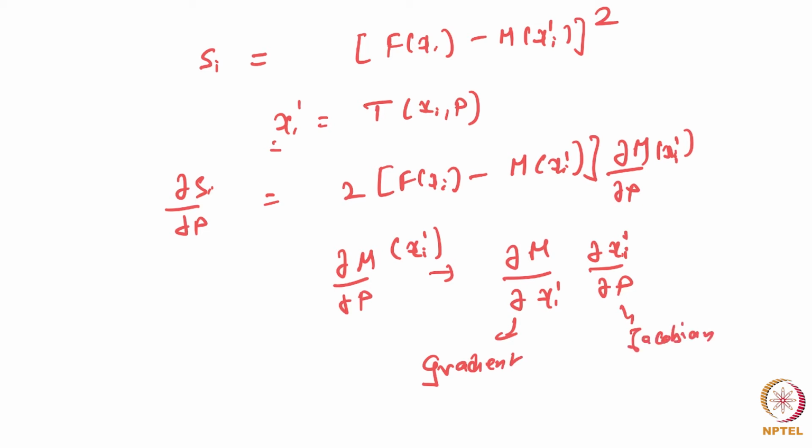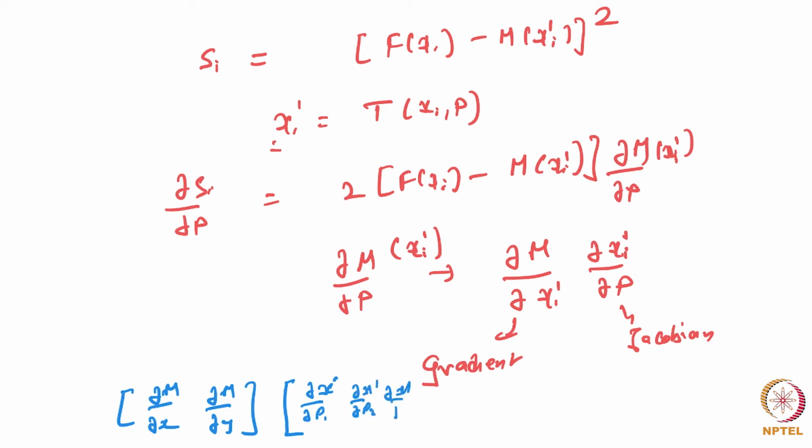Okay. Now when we say gradient, what do we mean? There will typically be so many components, right? So let's say a two-dimensional image, you will have delta m by delta x, delta m by delta y. And what about the Jacobian? The Jacobian will have two rows and as many columns as there are parameters. So let's say we are considering three parameters: you will get delta x prime by delta p1, delta x prime by delta p2, delta x prime by delta p3, and then you have a similar thing for y.